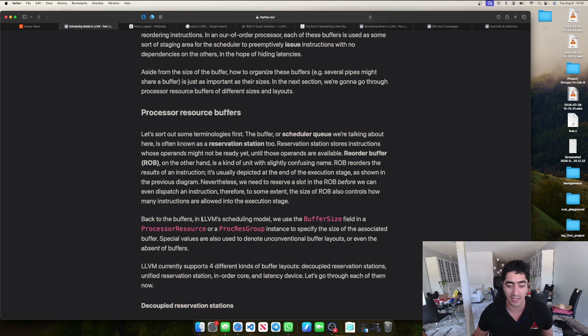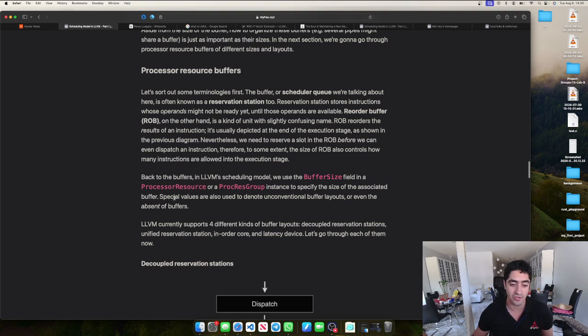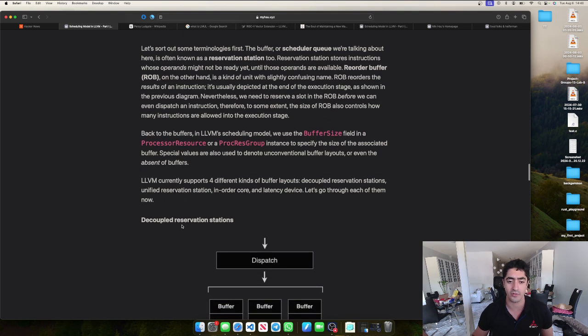Back to the buffers. In LLVM's scheduling model, we use the buffer size field in a processor resource or a ProcResGroup instance to specify the size of the associated buffer. Special values are also used to denote unconventional buffer layouts or even the absence of buffers. LLVM currently supports 4 different kinds of buffer layouts: decoupled reservation stations, unified reservation station, in-order core, and latency device. Let's go through each of them now.